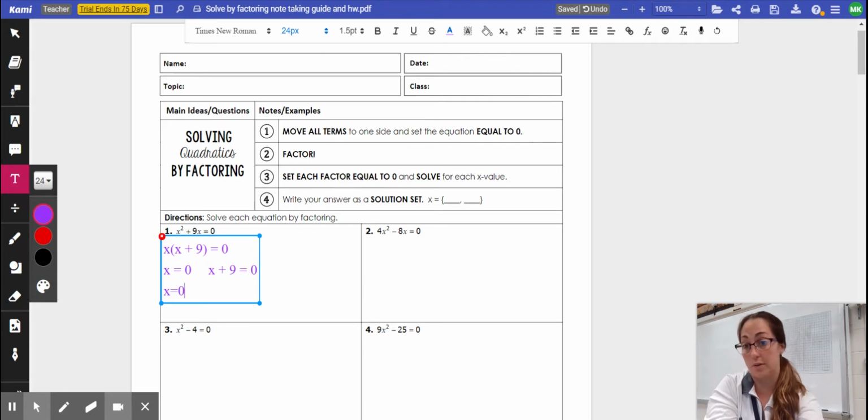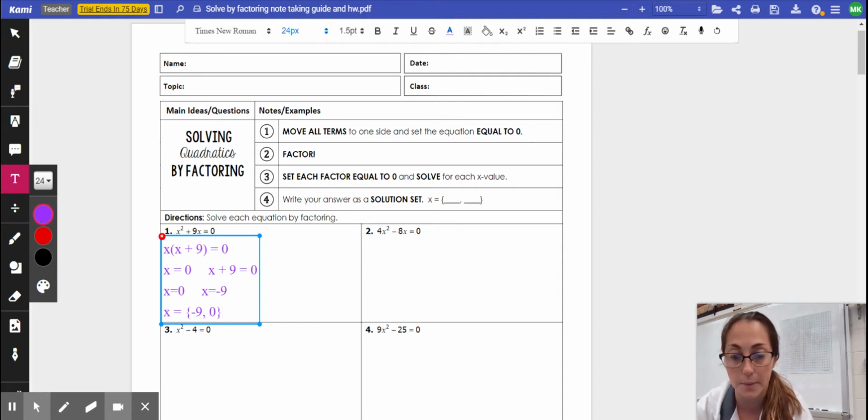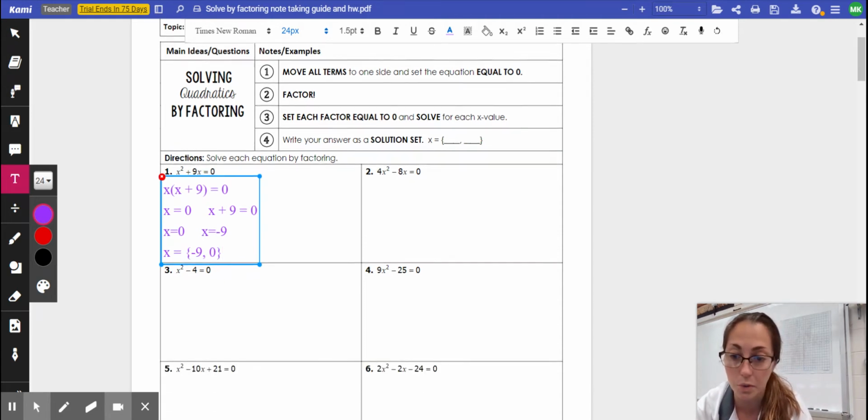Well, x equals 0, there's nothing to solve. And then x plus 9 equals 0. Oh, that means x equals negative 9. So my final answer is x equals the solution set. I like to go numerically in order, so I'm going to switch that to negative 9, 0. And that's my answer. Similar idea with number 2.